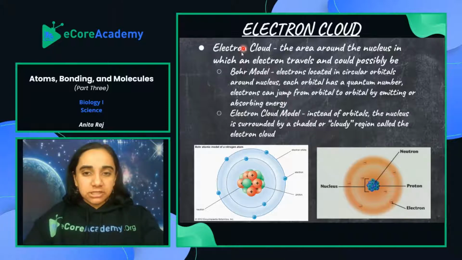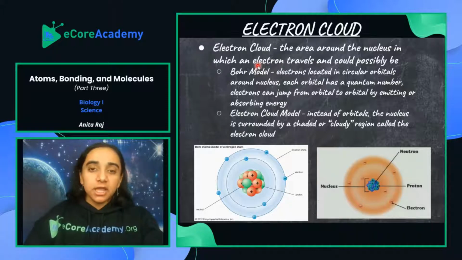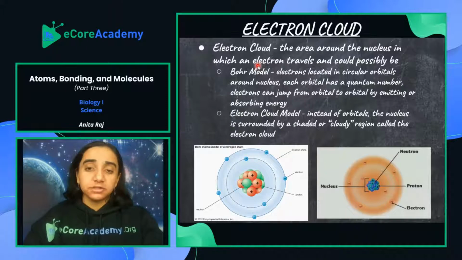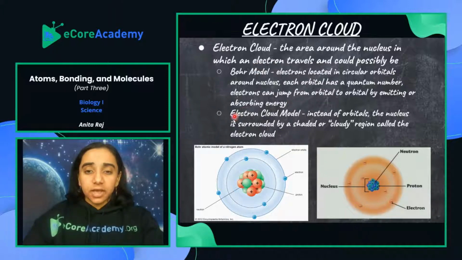And I forgot to mention this, but the Bohr model, if you're more interested in the history behind it, was proposed by Niels Bohr with assistance from Ernest Rutherford. And now we're going to look at the electron cloud model, which is right over here.